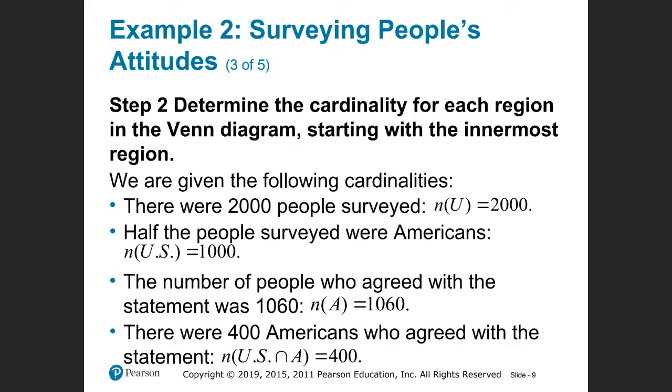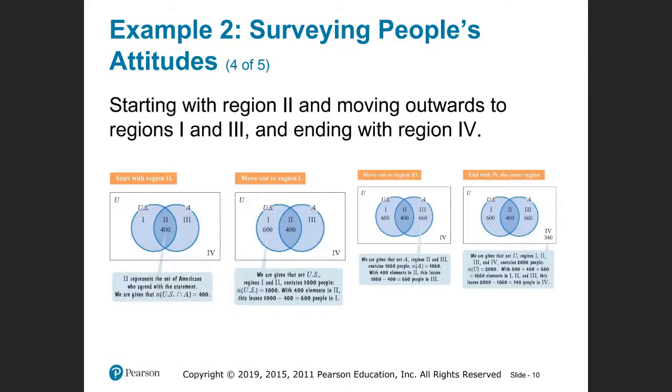Step 2, we determine the cardinality of each region in the Venn diagram, starting with the innermost region. We're given the following cardinalities. There were 2,000 people surveyed, so the universal set is 2,000. Half of the people surveyed were Americans. Cardinality of US is 1,000. The number of people who agreed with the statement was 1,060. That represents A. And there were 400 Americans who agreed with the statement, which means that the cardinality of US intersect A would be 400.